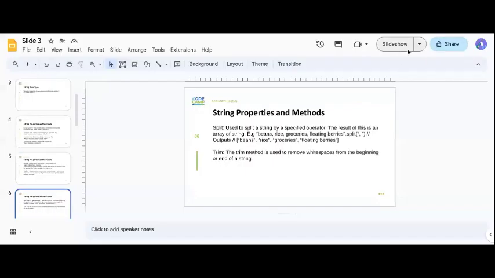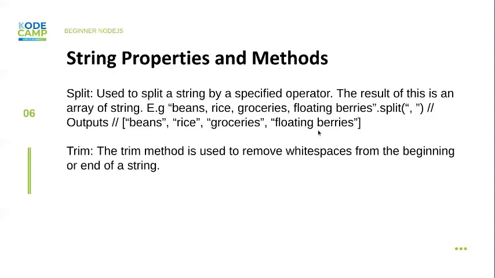So let's go back to the slide itself. I hope you guys can see that slide. You can see the slide of string properties and methods. Okay, cool. So I want to talk about trim. Trim is used to remove white spaces at the beginning and the end of a string. All right. So what is white spaces? Does anybody know what white spaces are?